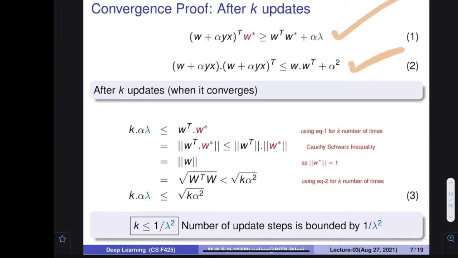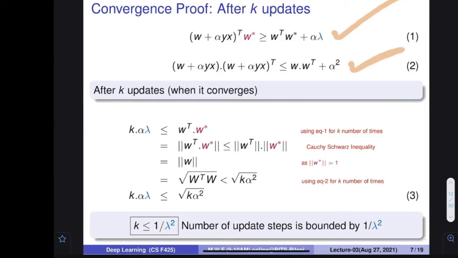Let's assume that we do this update k number of times. So every time the value was increasing, and after k increases, what is the value of this quantity? It is k times alpha, plus something, some delta. So this particular quantity is greater than k times alpha lambda. So we can say that W transpose W star is greater than k times alpha lambda, because k times we have increased it.